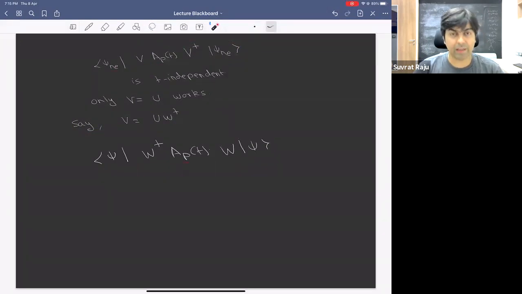But you can check that if you have some unitary W, you can always find some operator. If this W is made out of simple operators, you can always find some other operator that doesn't commute with what makes up W. And if that operator doesn't commute with what makes up W, then this expectation value will not be time independent.